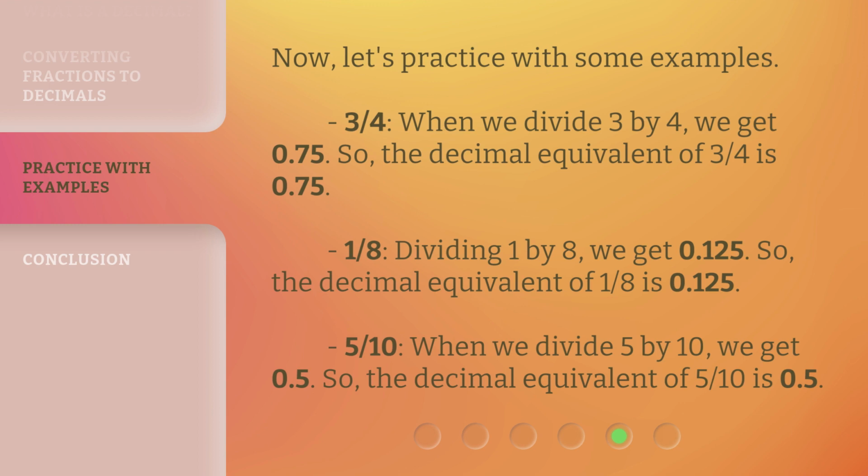5/10. When we divide 5 by 10, we get 0.5. So, the decimal equivalent of 5/10 is 0.5.